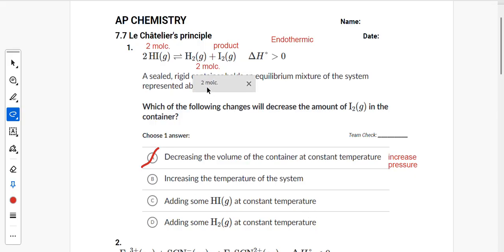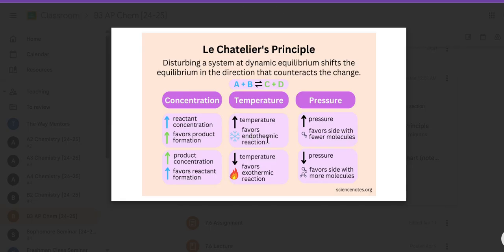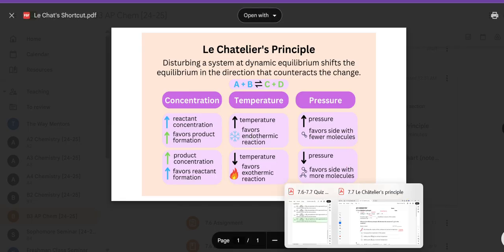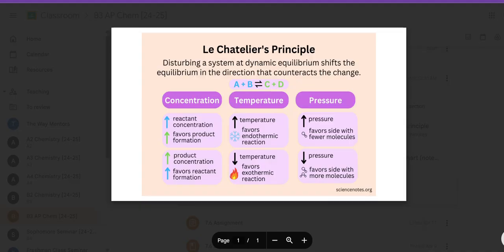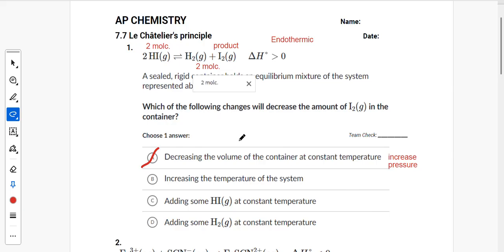Increasing the temperature of the system. If I increase the temperature of the system, I'm going to go back and cheat. Increasing temperature favors an endothermic reaction. So if we head back this direction, if this is endothermic, that's going to favor the right. That's going to cause more of the product to be made. But we're trying to decrease the product, so that's not going to work for us either.